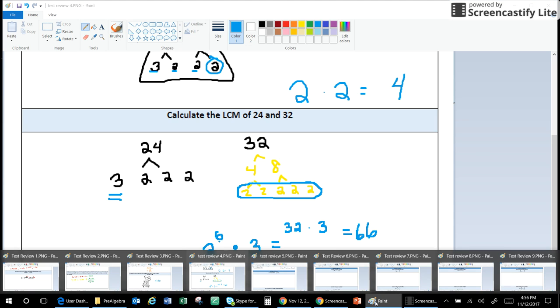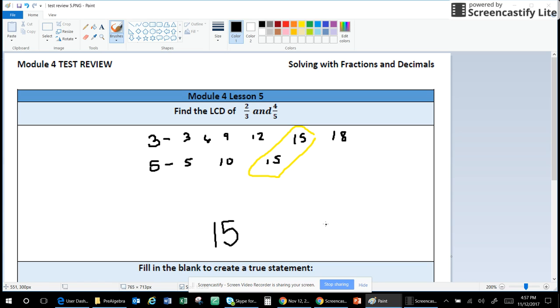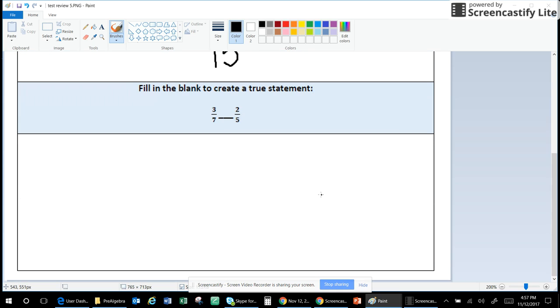All right. Moving on to lesson 5. Find the least common denominator of 2/3 and 4/5. And they want the least common multiple. Well, let's do the least common multiples the other way that we always do them. We would go 3, 6, 9, 12, 15, 18 for the 3, and the 5 would be 5, 10, boom, 15. I'm going to match them up right there. There is the lowest common denominator you can have for those two fractions. Go ahead and try the next one.